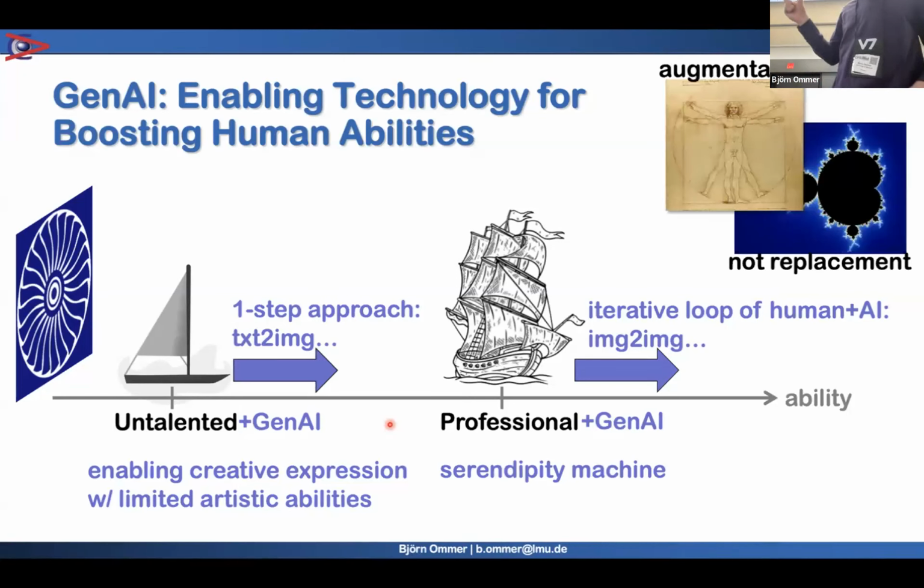I only see the value in augmenting human abilities, but not replacing them. So this automatic art creation, I don't think that that's where we want to go. We want to really augment the abilities of the layperson and of the professional. And then it's going to be a very powerful approach.